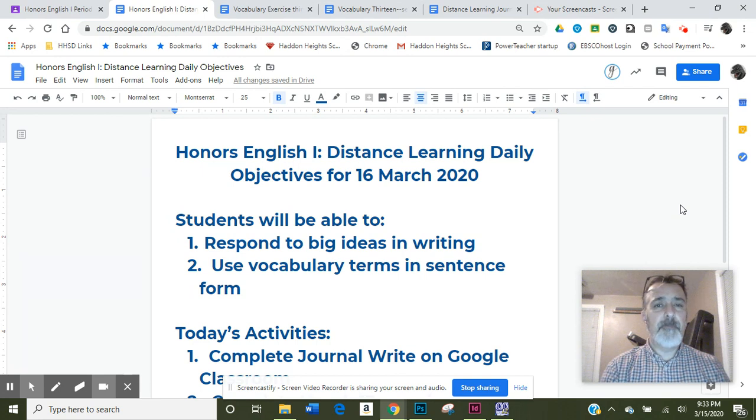So this is for Monday, March 16th, and these are the objectives and the activities that I would expect for you to work on or complete on Monday. As far as our objectives, students should be able to, as always, whenever we do a journal write, respond to big ideas in writing. And because it's a vocab day, you should be able to use vocab terms in sentence form.